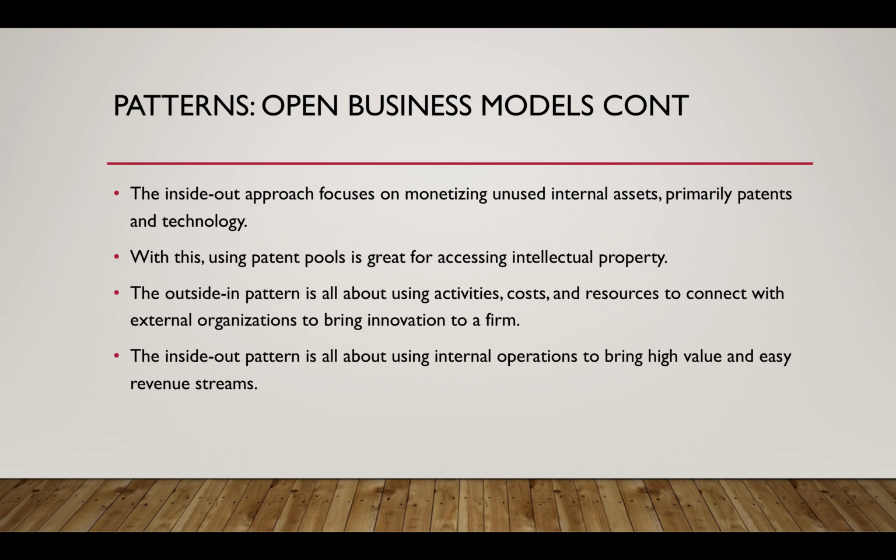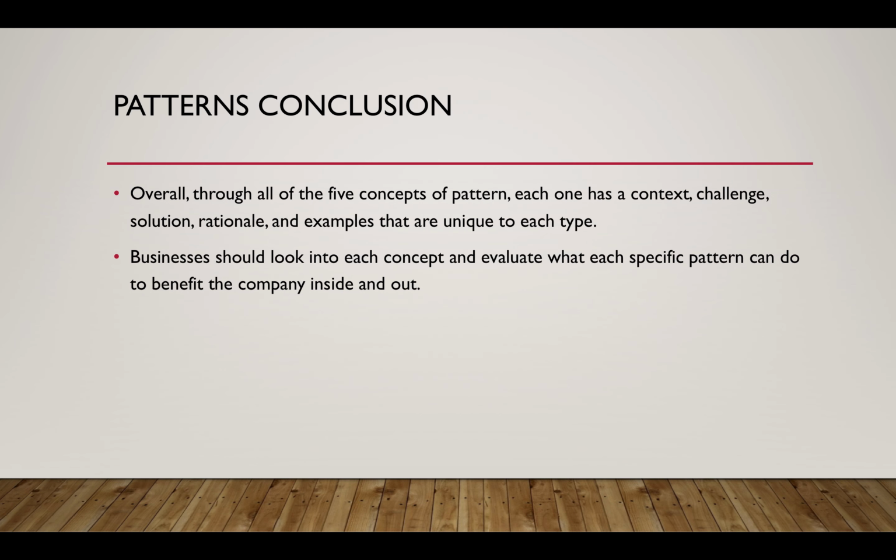The outside in pattern is all about using activities, costs, and resources to connect with external organizations to bring innovation to a firm. Something that's much needed is a lot of innovation, and using outside sources is a great way to bring that innovation in. The inside out pattern is all about using internal operations to bring high value and easy revenue streams. This is also very important, which is why internal is also another option.